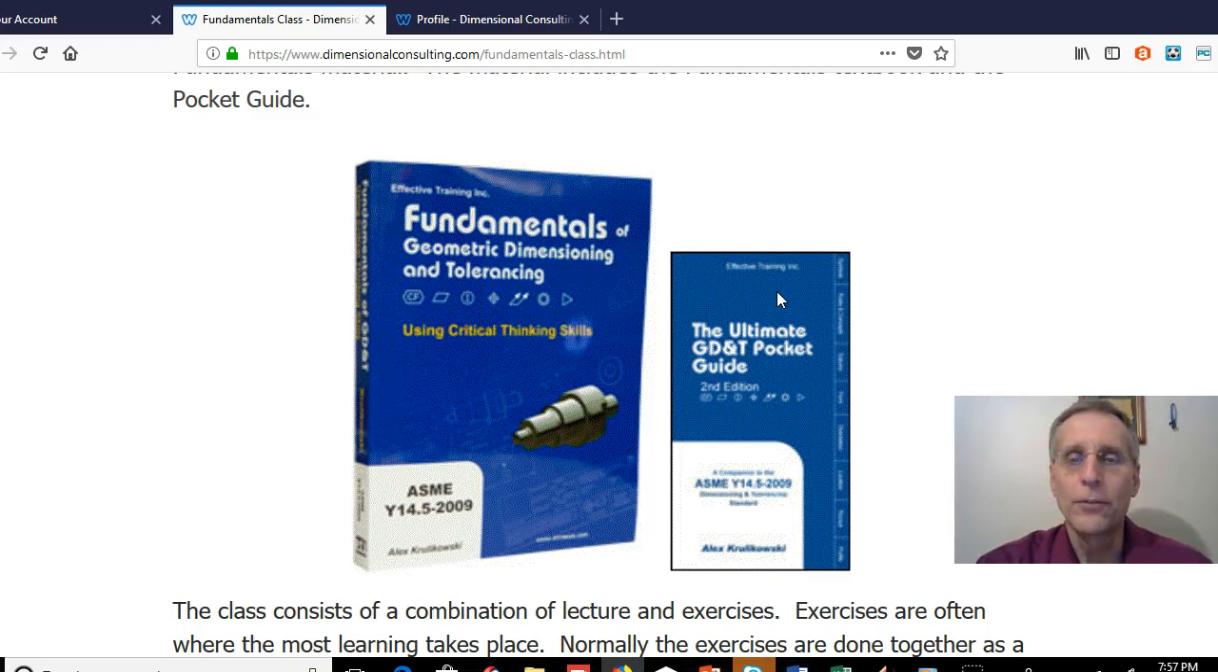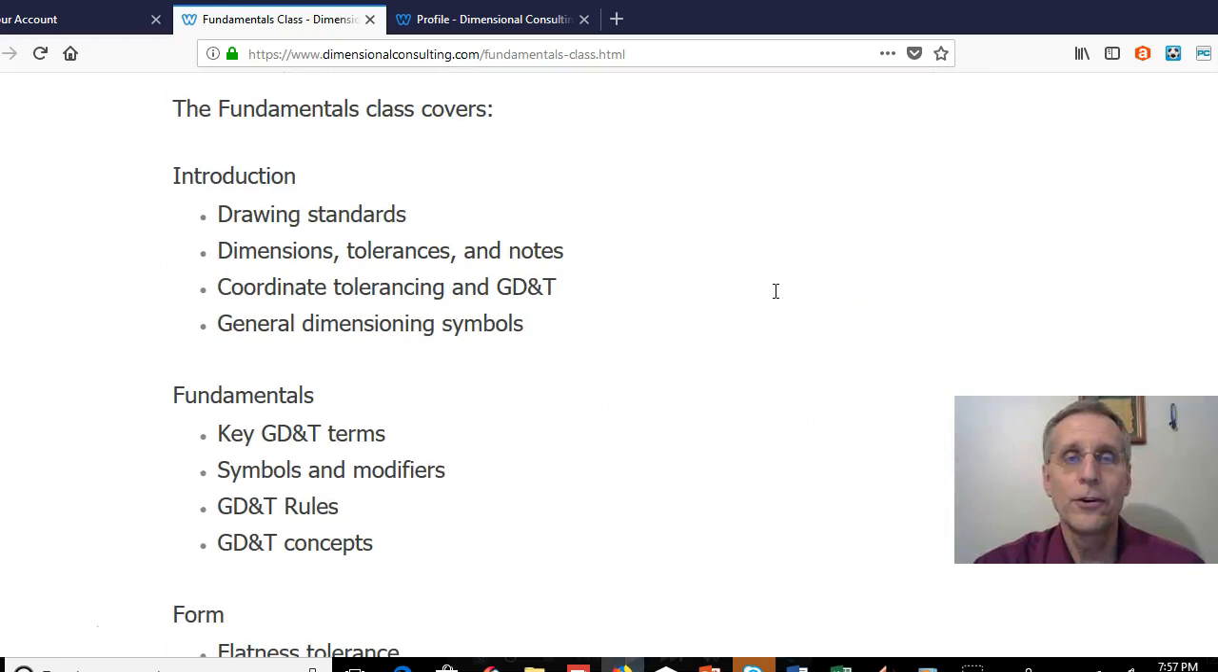We do a lot of learning from this book. The class is set up to be mostly lecture, but then with some exercises. We tend to have people call out the answers to the exercises. That way there's good class participation. I get a good understanding of how well you're understanding this subject matter. And so it's just a very good learning experience.